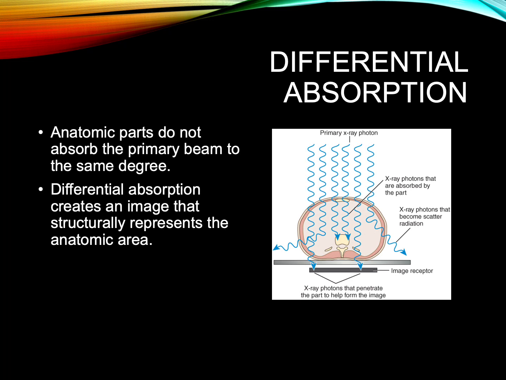You see the image receptor underneath the patient. So the X-ray photons that actually go through the patient and interact with the image receptor are the X-ray photons that are going to penetrate the part and form the image.